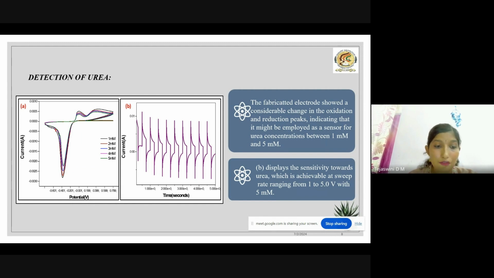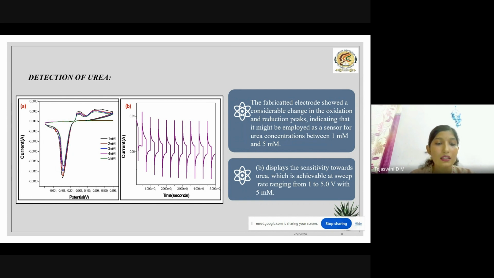The bismuth zinc ferrite nanocomposite amperometric curves are shown in figure B, which displays a sensitivity towards urea, achievable at this sweep rate ranging from 1 to 5 volts in the 5 mM concentration range. The addition of urea continuously decreases the redox peak current. This phenomenon might be caused by the buildup of additives on the electrode's exterior surface, which leads to a drop in the number of active sites present on the surface of the electrode.